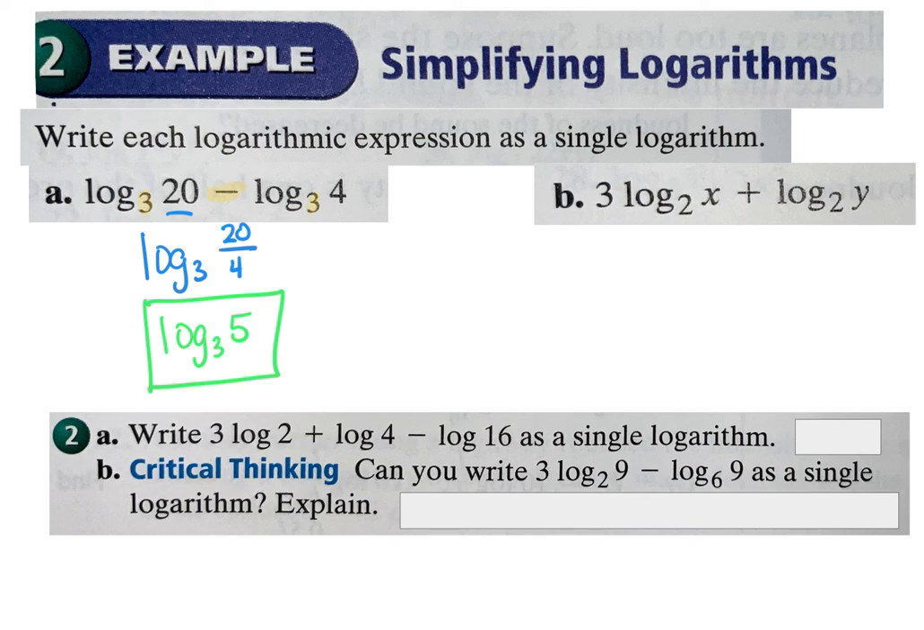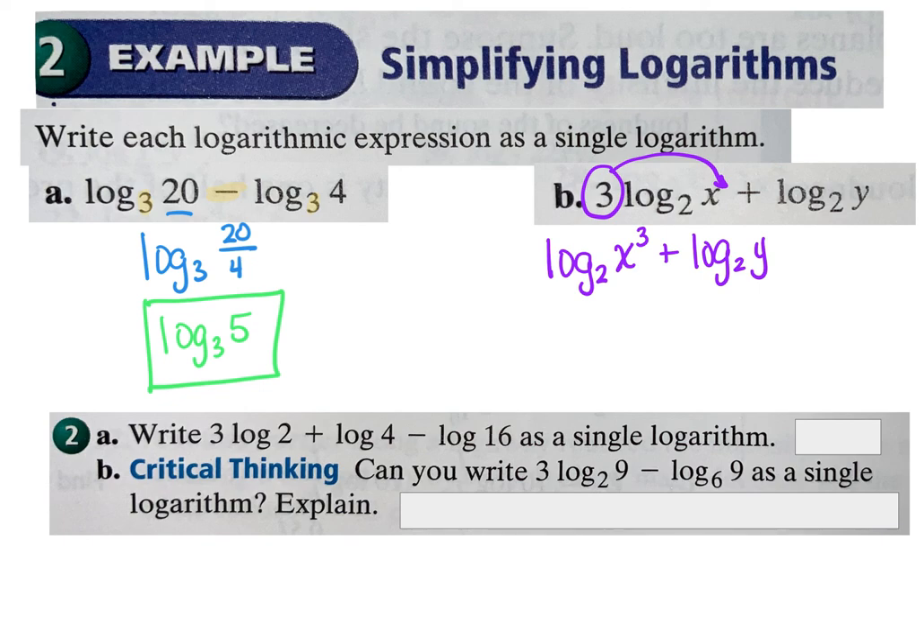Let's look at the next one. This is going to be multi-step. When I have something like this, and I have that coefficient, I'm always going to start with that. So my power property tells me I can take this 3 and it can become the power of this guy. So I'm going to do that step first. Log base 2 of x cubed plus log base 2 of y. That's my power property. My coefficients can become my powers. If I'm expanding, powers can become coefficients.